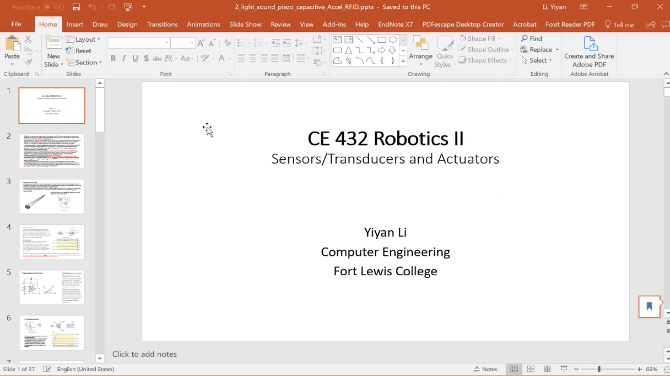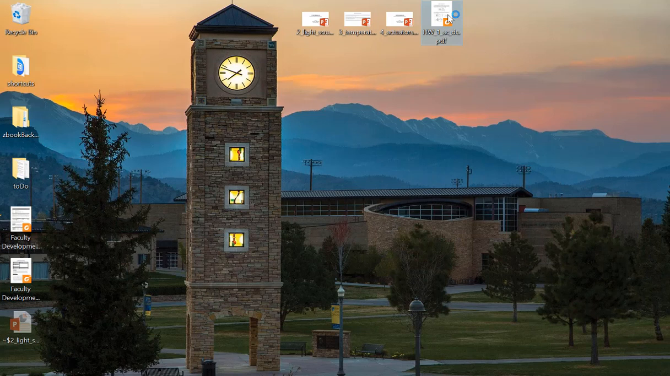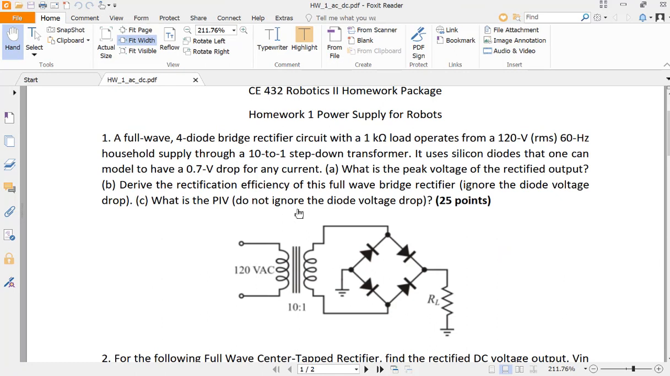So let's take a look at the main problems here. For the first one, what's the peak voltage of the rectified output? So that's VM, right? Is that VM? VM at where? Here.